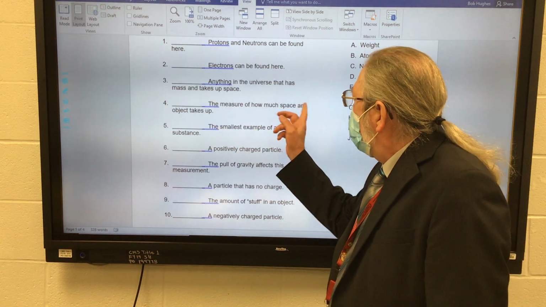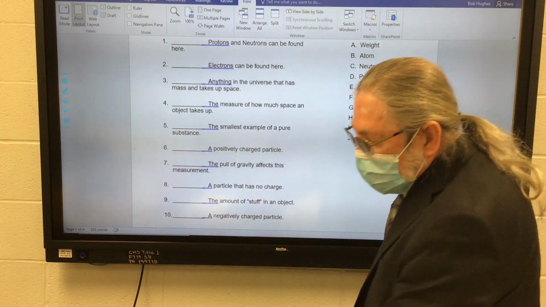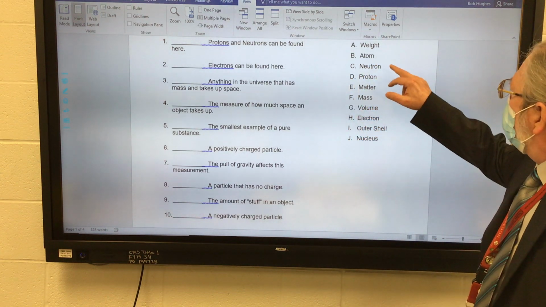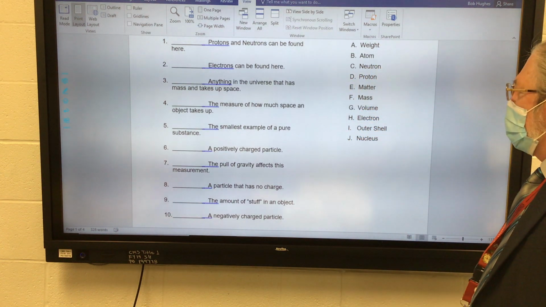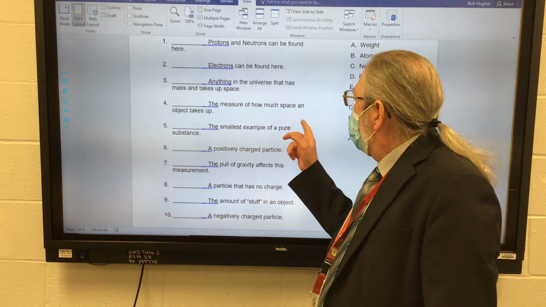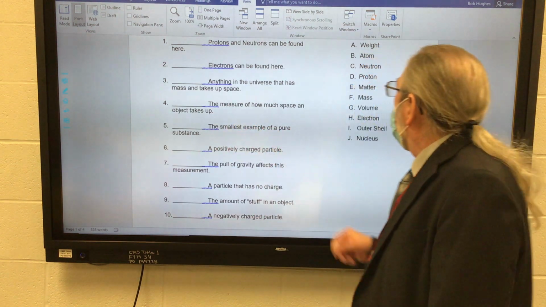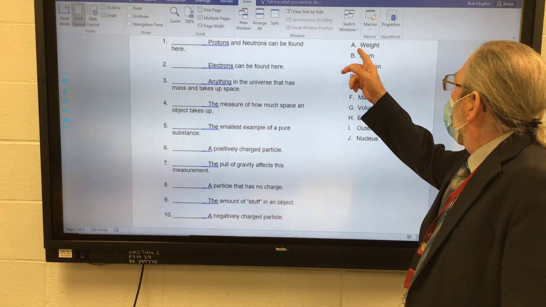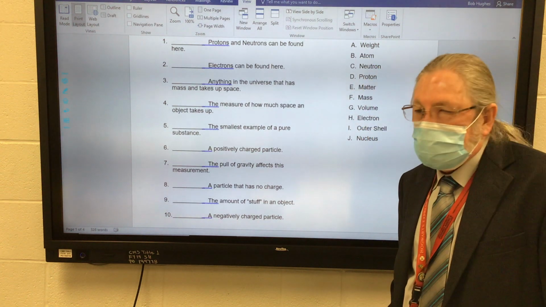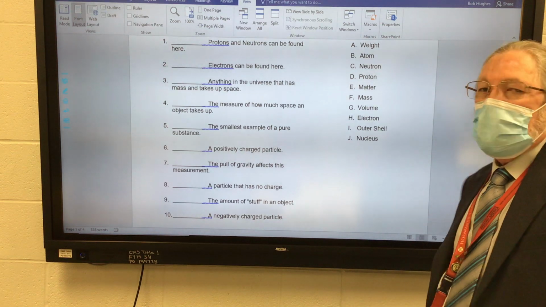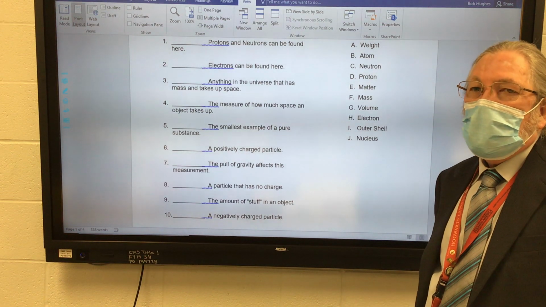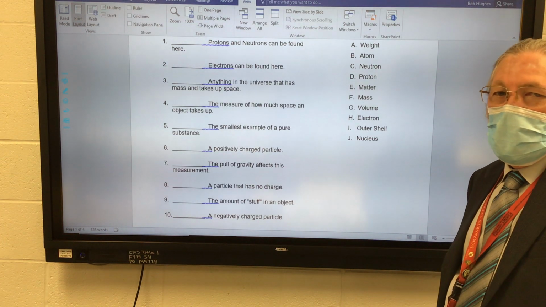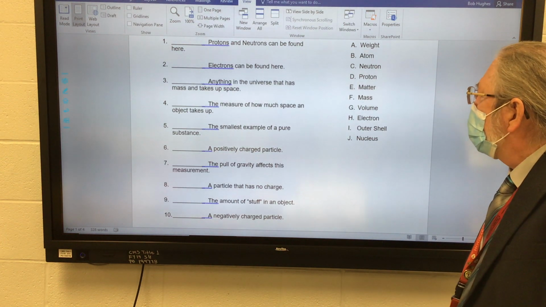Okay, let's look at number 4 here. The measure of how much space an object takes up, is that volume, G, or is that A, weight? Pause the video if you need to at home. Come back and I'll read the next question for you.